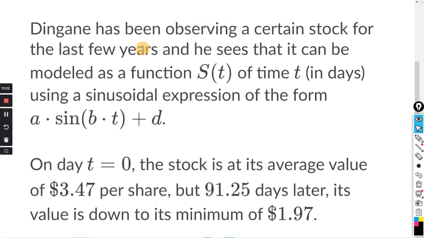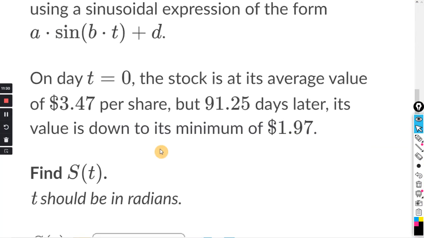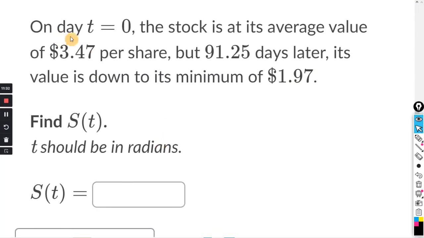Okay, Dingain has been observing a certain stock for a few years. He sees it can be modeled as S of T in terms of time using this expression. On day T equals 0, the stock is average at 347 a share. 91.25 days later, its value is down to a minimum. All right, let's sketch this.